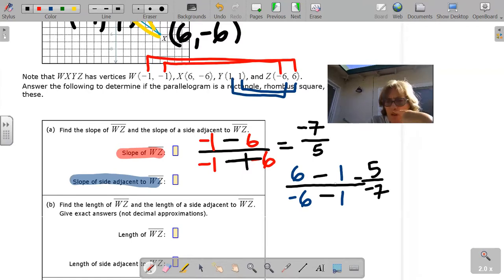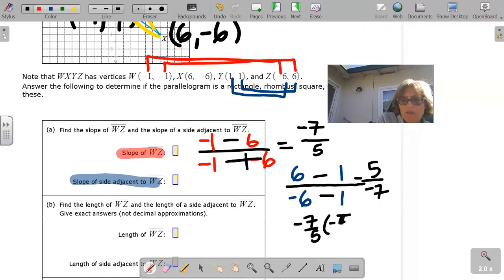Now, watch very carefully. They look like they're opposite reciprocals, okay? But they're both negative. So -7/5 times -5/7 does not equal -1. Watch out for that. That does not mean it's perpendicular.